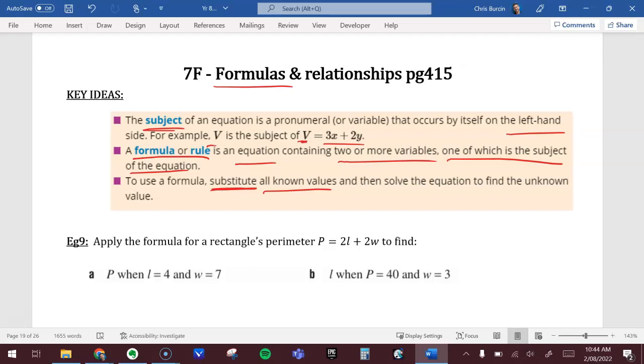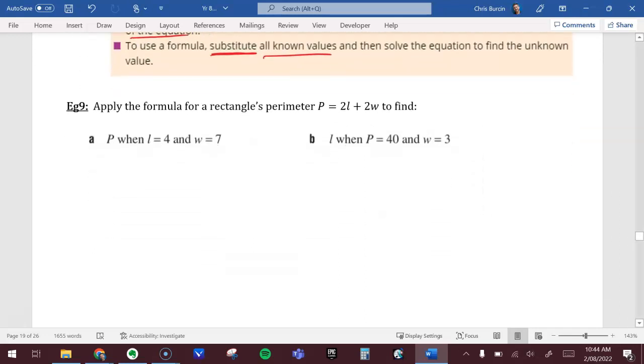So, for example, one of the easiest formulas we have is perimeter. So the perimeter, here's our subject, is 2 times the length plus 2 times the width. So length and width are variables. In this case, if I tell you that we are looking for P when the length equals 4 and the width equals 7, we can simply substitute that.